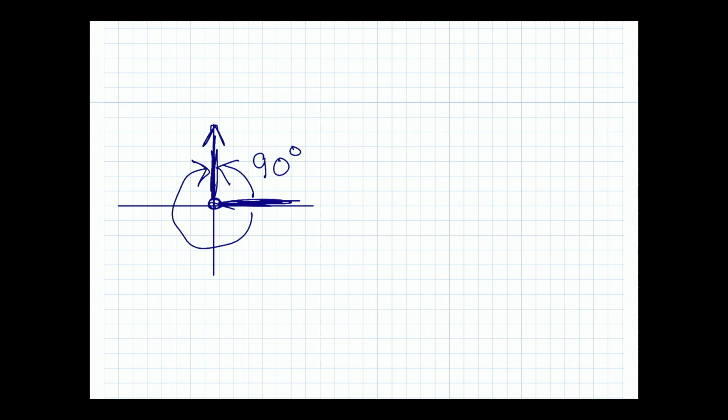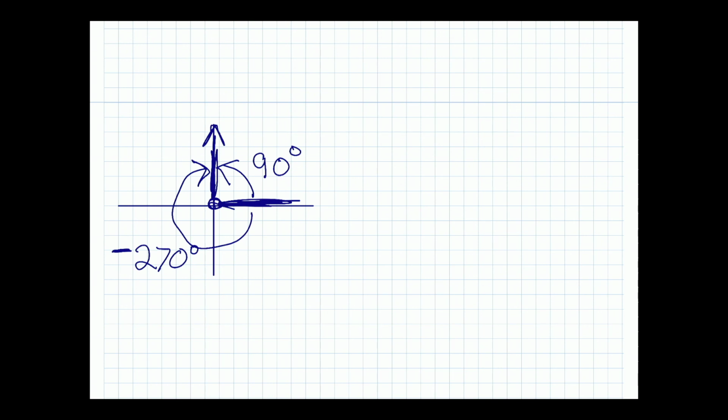What if I went that way? How far is it? Well, in the negative direction, that was 3/4 of the circle, right? And 3/4 of the circle is 270 degrees. So it's either 90 degrees or negative 270 degrees. They both have the terminal side in the same place.